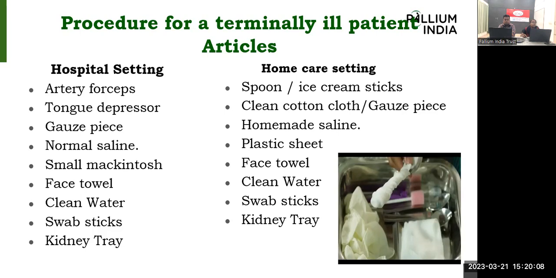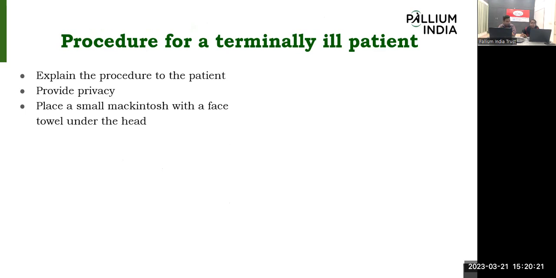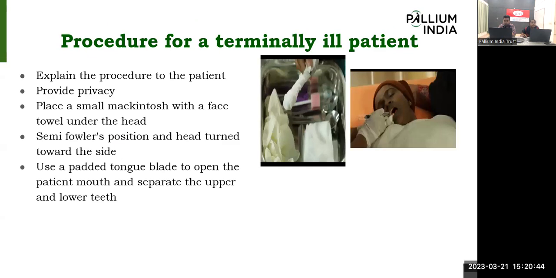Coming to the procedure part, again, you have to explain the procedure to the patient and provide privacy. Provide a small Macintosh with a face towel under the head, so we can prevent spoiling of the bed sheets. Give semi-fowler's position with the head turned towards one side, so that if there is any secretion, it will drool out, otherwise it will cause aspiration.